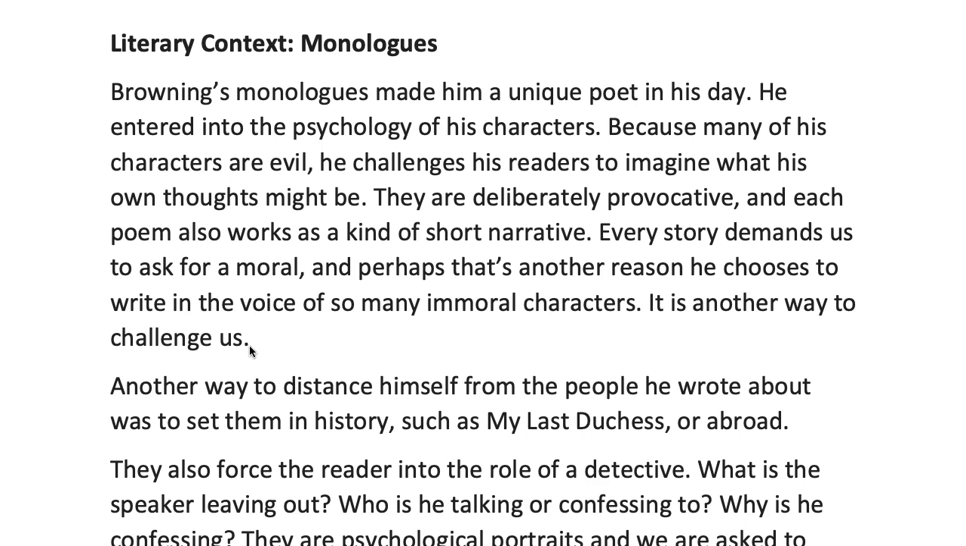So I hope you find this section on looking at these interpretations really useful, because one of them is going to work for you and give you the top grade, because you can work out what his point is, what the moral of the story is, based on the perspective that you use. Another way to distance himself from the people he wrote about was to set them in history. He sets them in the past, such as My Last Duchess or Abroad.